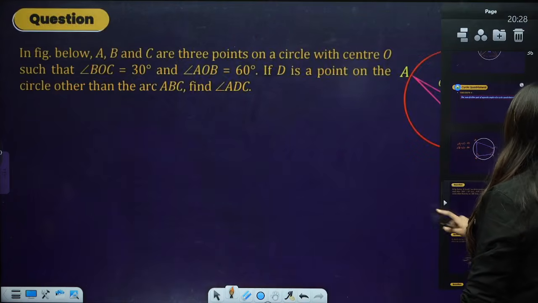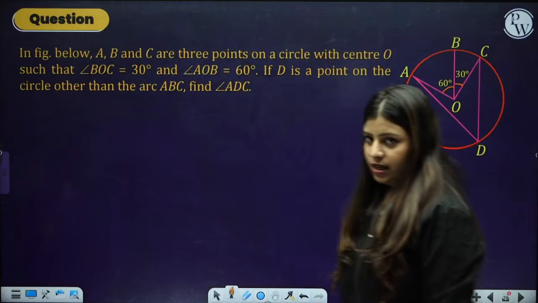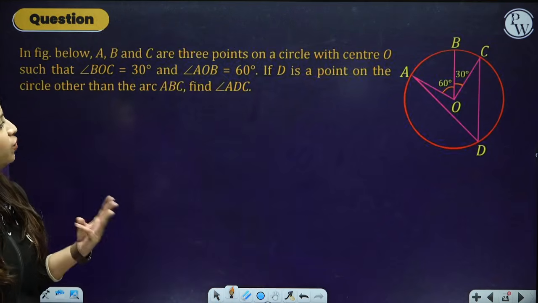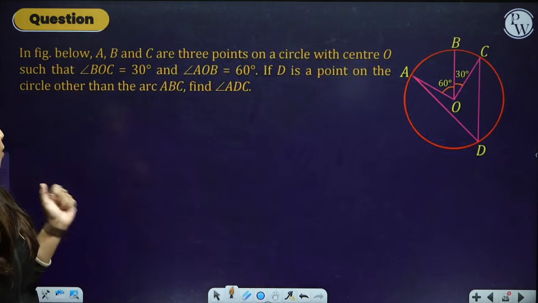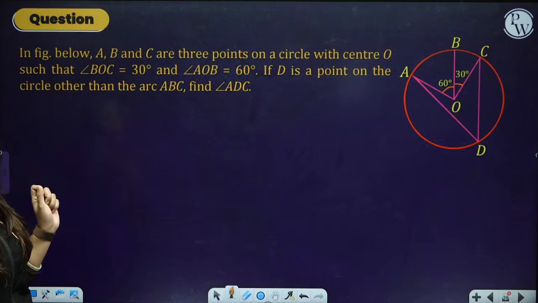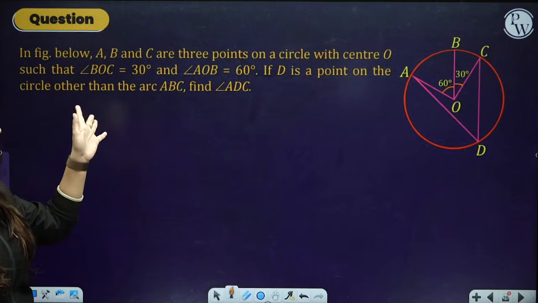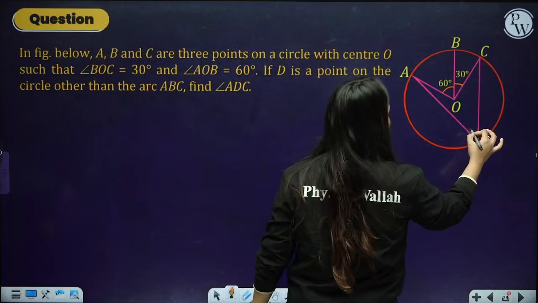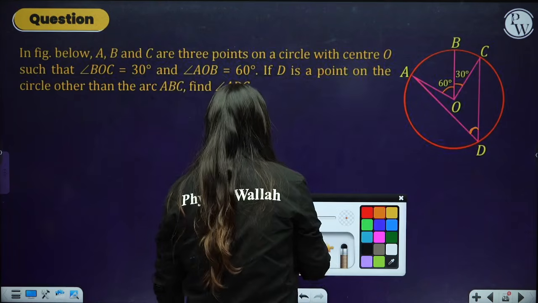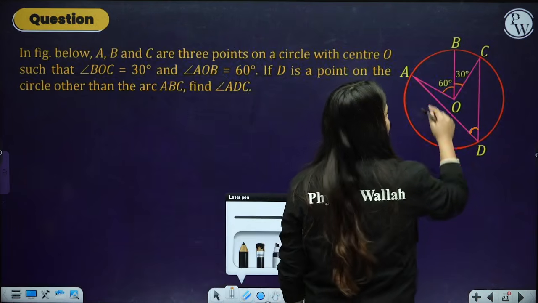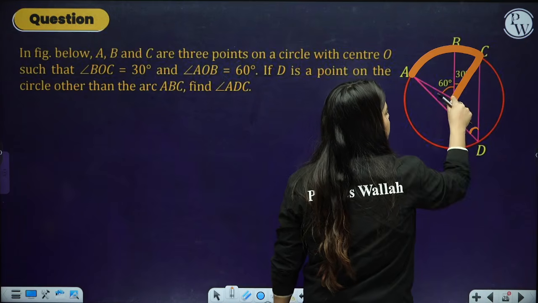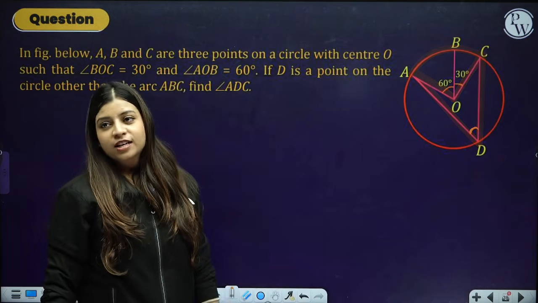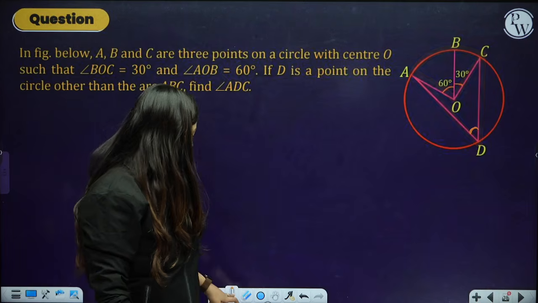Now let's see a question like this. In the figure below, A, B and C are 3 points on the circle with center O such that angle BOC is 30, angle AOB is 60, and D is a point on the circle other than the arc ABC. Find angle ADC. We have to find out this angle. So basically, what do you have to see in this? There is an arc, there is an angle at the center and there is an angle in the remaining part of the circle. So this is the picture on a whole basis that you have to see.